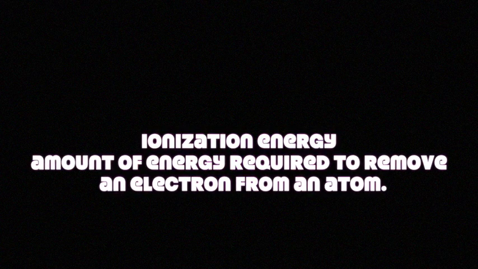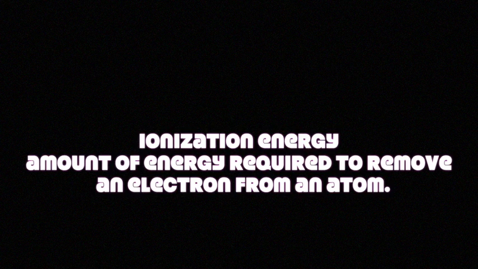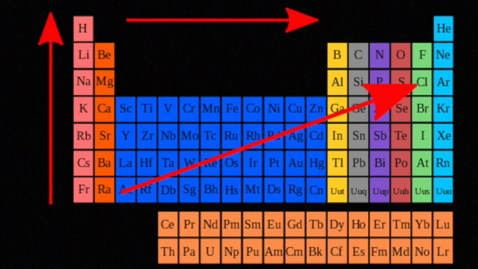The next trend is ionization energy. This is defined as the amount of energy required to remove an electron from an atom. As you move from top to bottom in the same group, the ionization energy will decrease. This means it will become easier to remove an atom's outer electron. As you move from left to right in the same period, the ionization energy will increase.